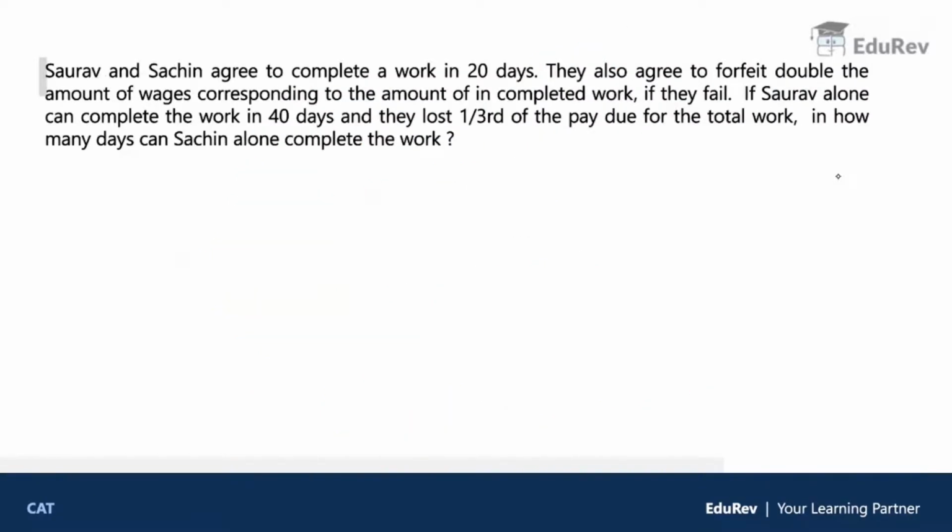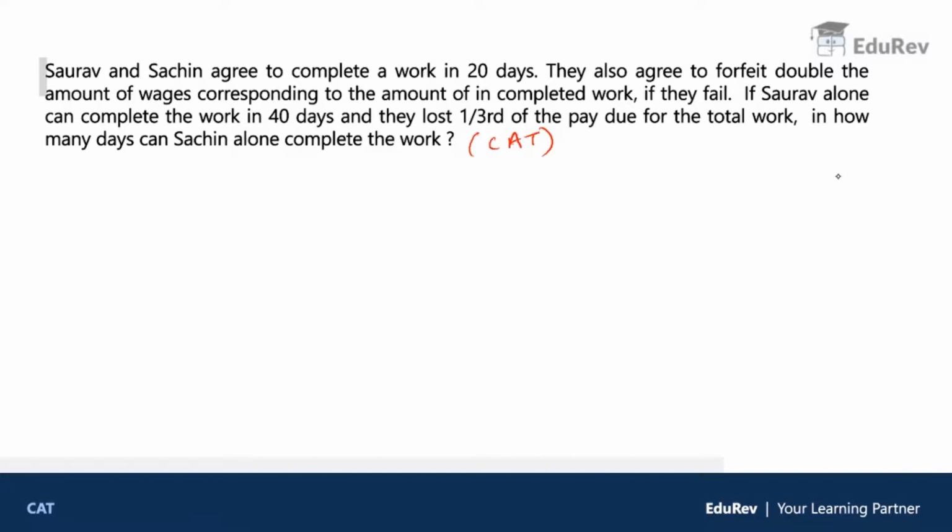Now, okay, this is another CAT question. This was asked in CAT 16. It's also a CAT question. Very, very interesting question. I would suggest you to pause the video, try the sum first and then look at the solution. So what does it say?